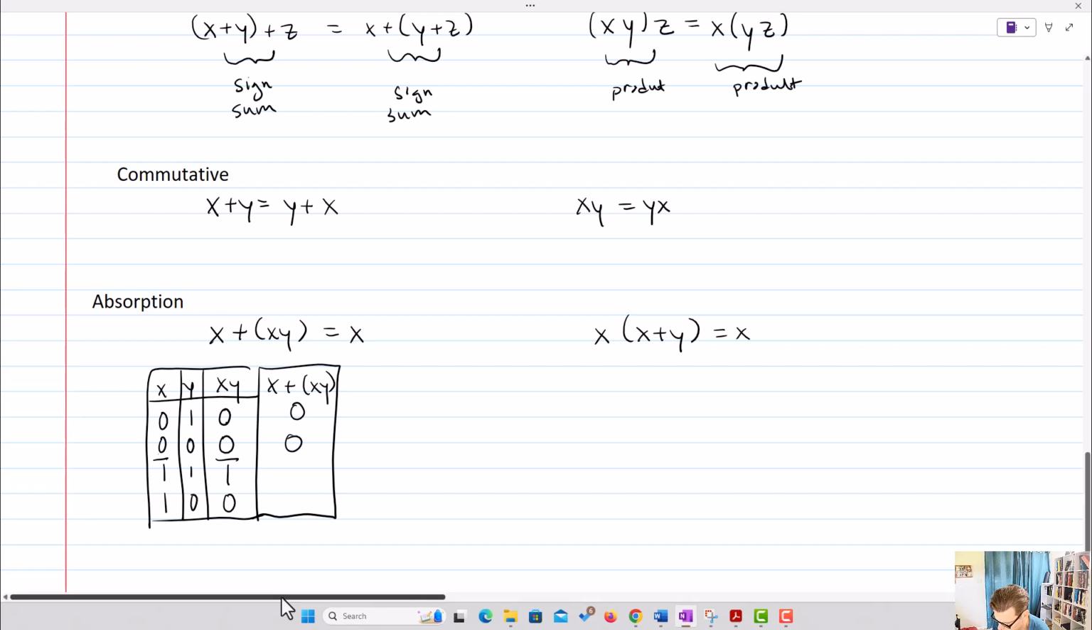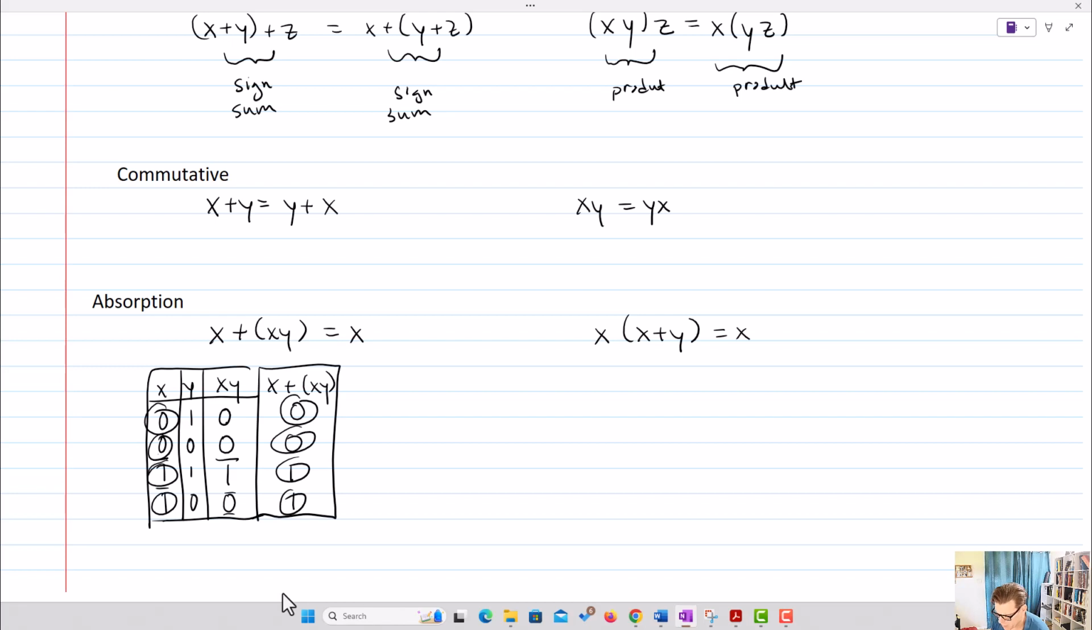x plus xy is 0. 1 plus 1 is 1. And 1 plus 0 is 1. Notice that in all cases, x equals x plus xy. So that particular absorption law holds. Going to be really important. We're going to use that a little bit later in just a minute.